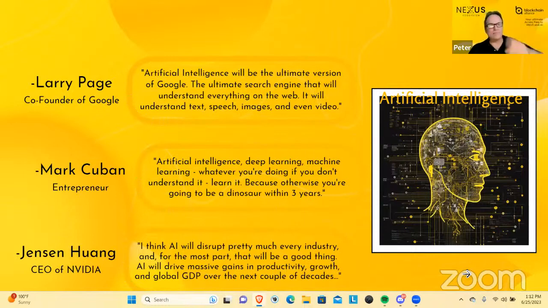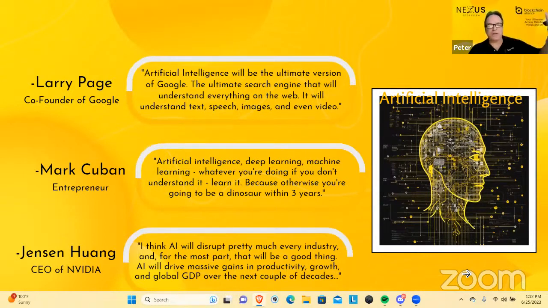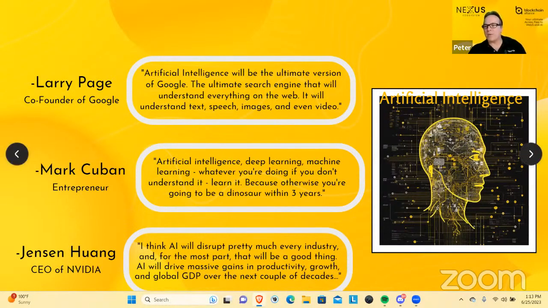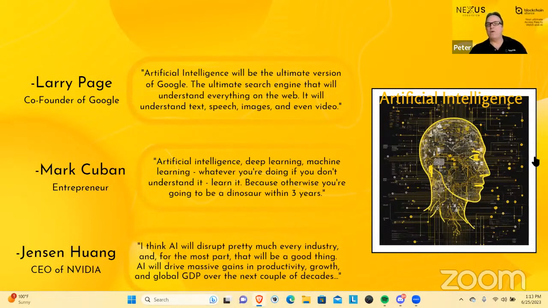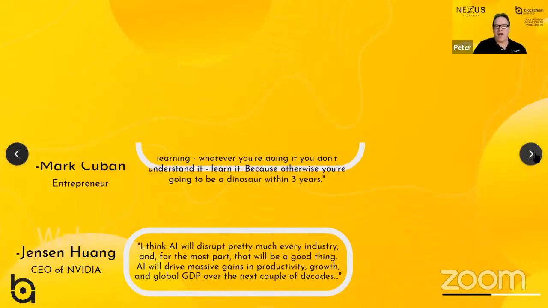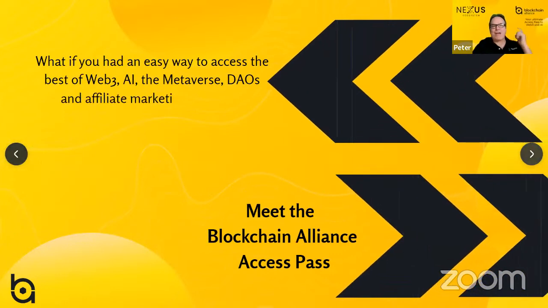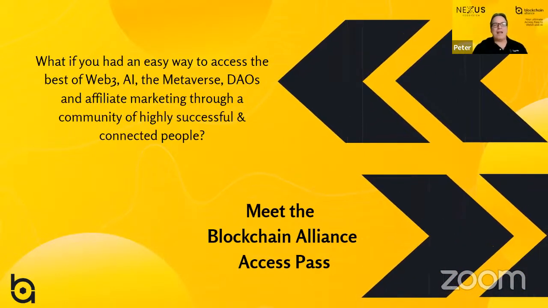If you miss it, you're going to be just a spectator. You want to be a participant here. You want to be somebody who's on the cutting edge with it. And that's the tools and the things that we're going to develop through Blockchain Alliance. All right. Now, how do you get involved? Well, what if you had an easy way to access the best of Web3, AI, the metaverse, DAOs, which are decentralized autonomous organizations, and affiliate marketing through a community of highly successful and connected people?